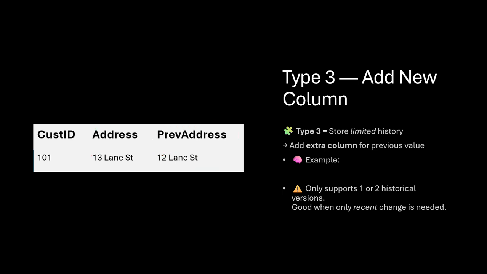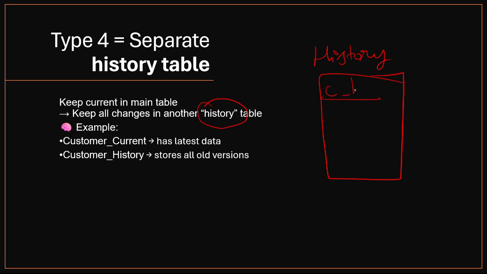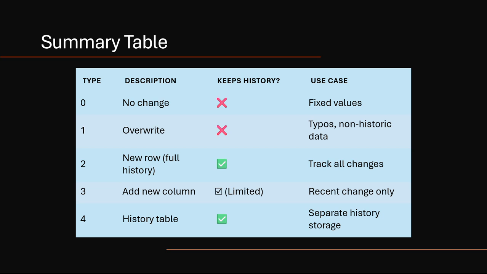And we'll go to type 4. In type 4 we create a separate history table. We keep the current record in the main table and keep all the changes in another history table. We store the customer history, the addresses of this customer, so all the old versions are saved here in the history table. That is called type 4 slowly changing dimension.